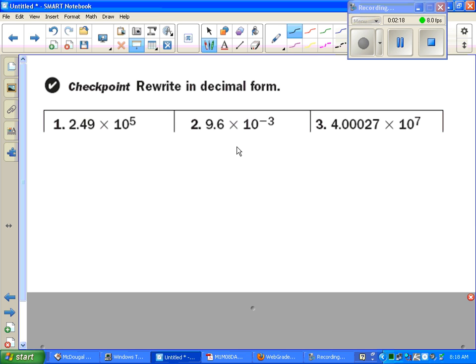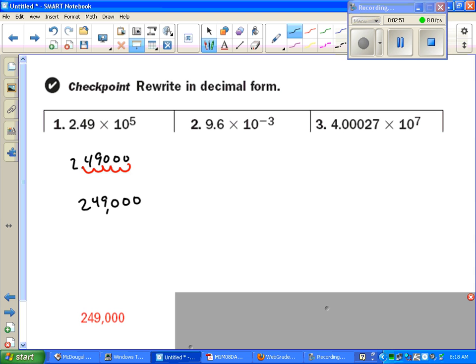Your first checkpoint comes up, 2.49 times 10 to the 5th. A big number since it's positive, so you're going to move that decimal over 5 times. So if you have 2.49, you're going to move the decimal 5 times. 1, 2. You can't forget to count those. That's a mistake I see people make. They'll just put 5 zeros. You can't do that. You move it 2 places, and then 3, 4, 5 is where your decimal goes. So you wind up with 3 zeros as placeholders. So 249,000.